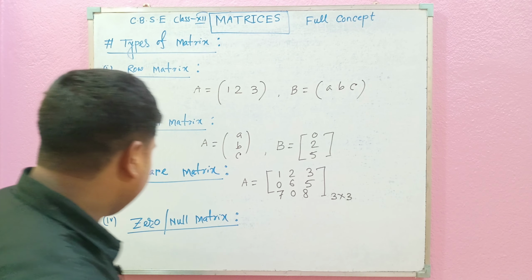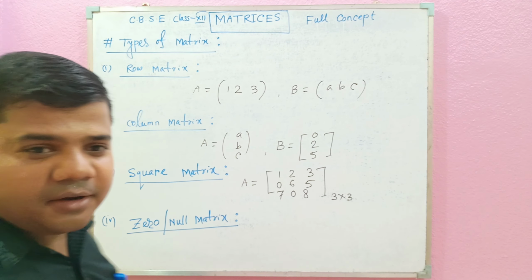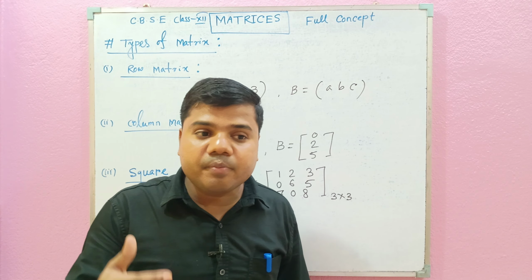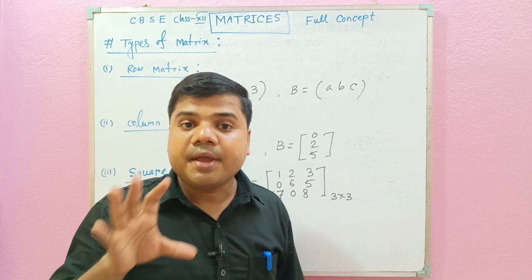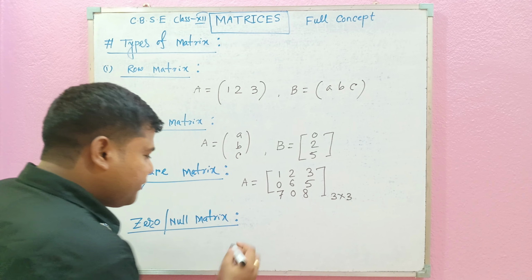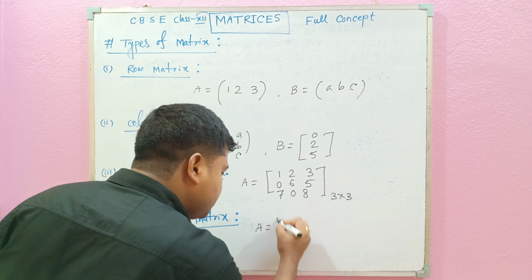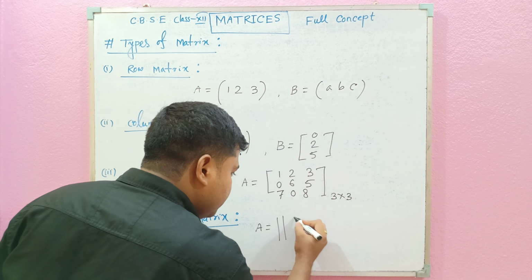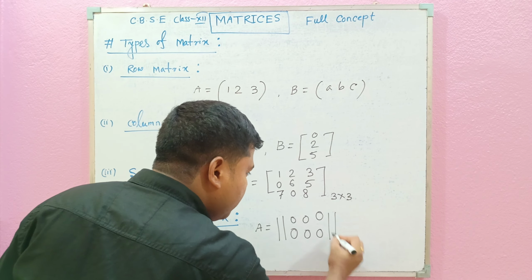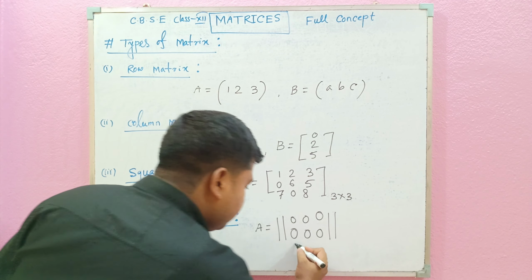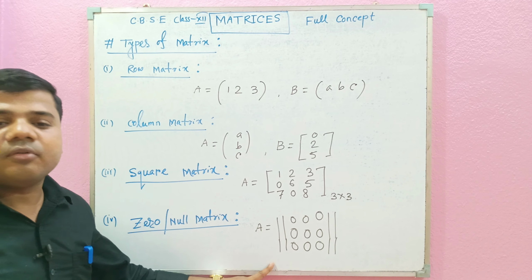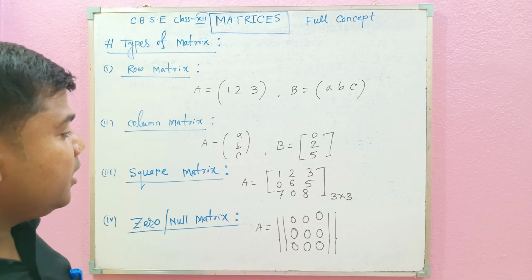Next, zero matrix or null matrix. A matrix is said to be a zero matrix or null matrix if all its elements are zero. As for example, suppose A is equal to 0, 0, 0, 0, 0, 0, 0, 0, 0. This is a null matrix or zero matrix.